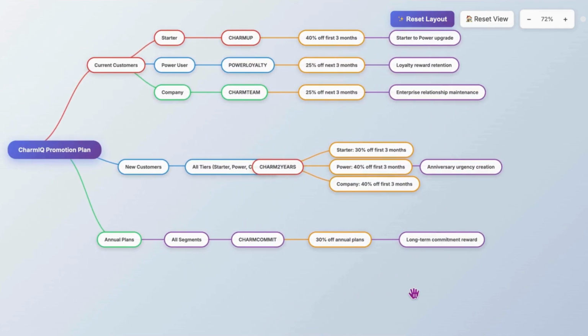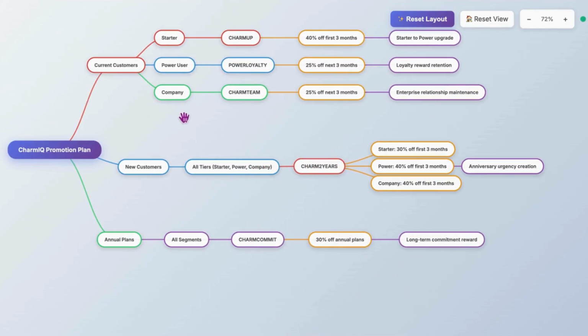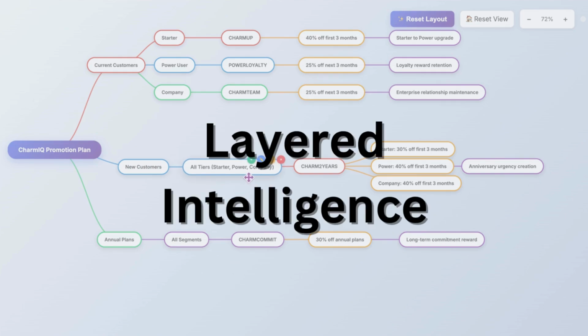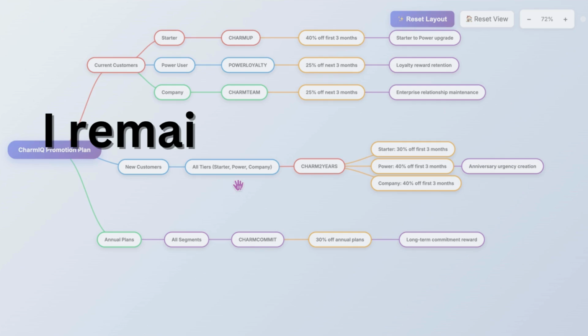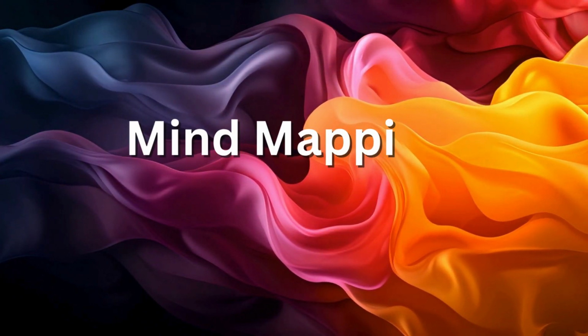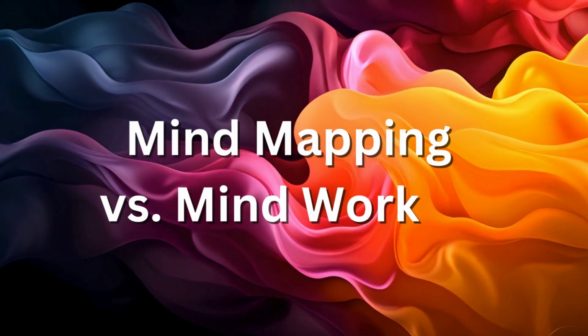Here's what just happened. In 5 minutes, I went from scattered notes to a strategic mind map, got expert feedback, and implemented improvements, all without leaving my workspace, without switching tools, without losing context. But here's the real breakthrough. I just orchestrated layered intelligence. Each AI agent brings specialized expertise, but I remain the conductor, deciding which insights to implement and how to evolve my strategy. This is the difference between mind mapping and mind working.